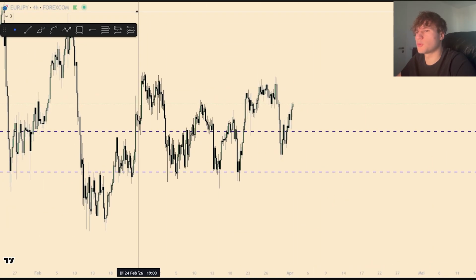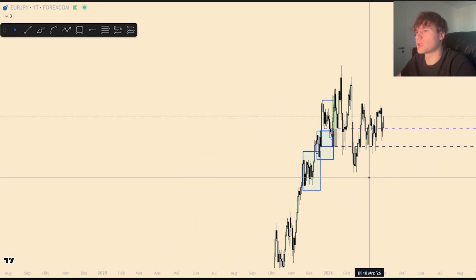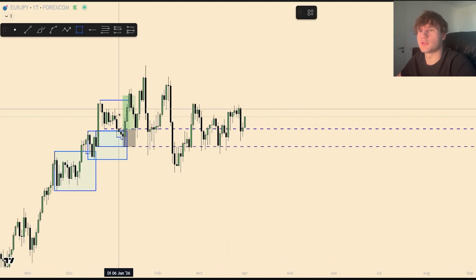Now to Euro JPY, I wouldn't trade it because right now it's just messy and it's moving sideways.